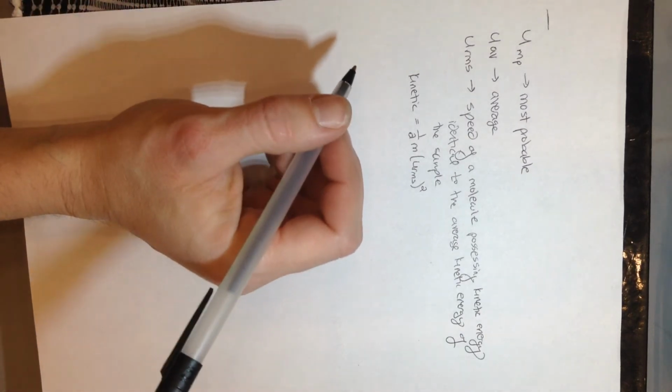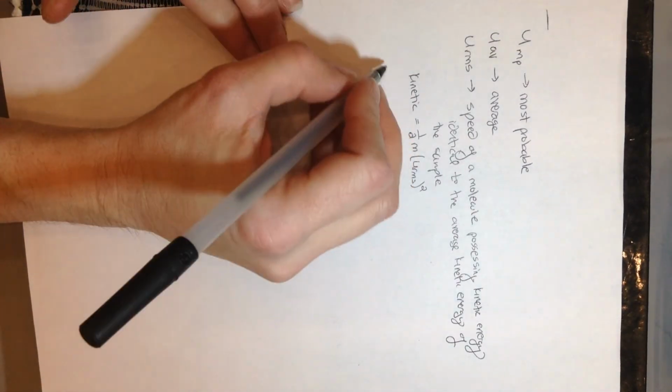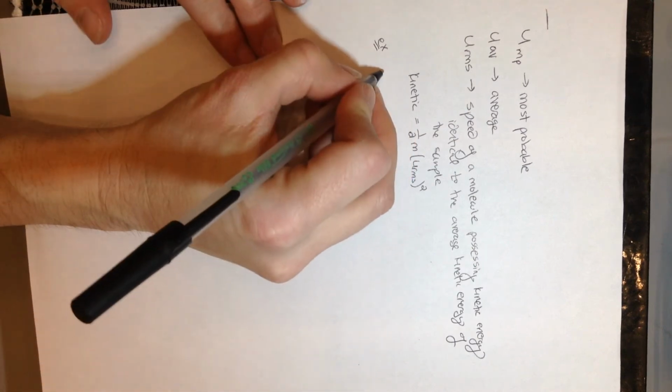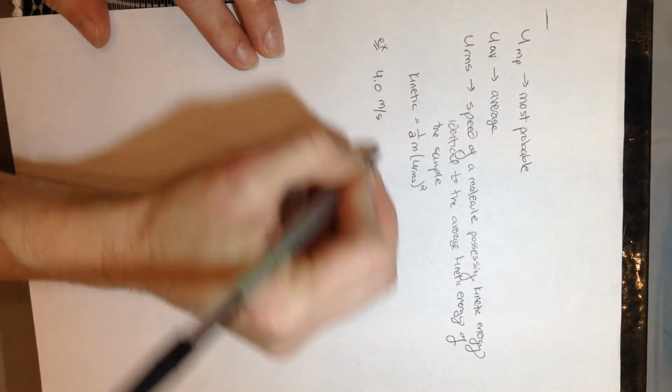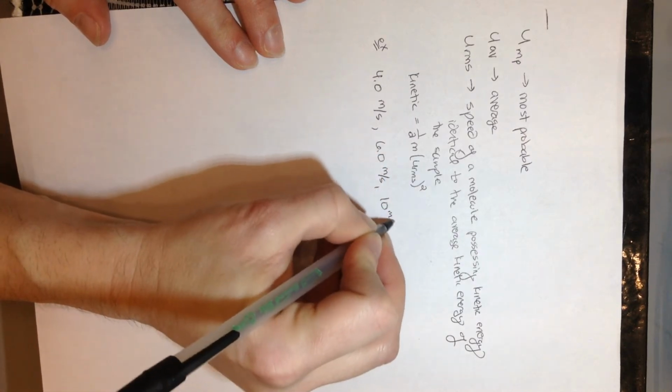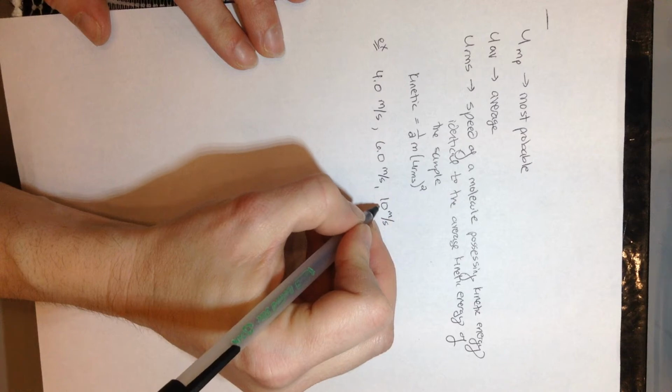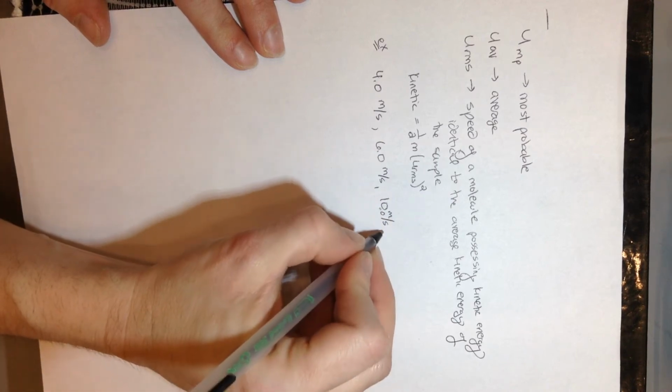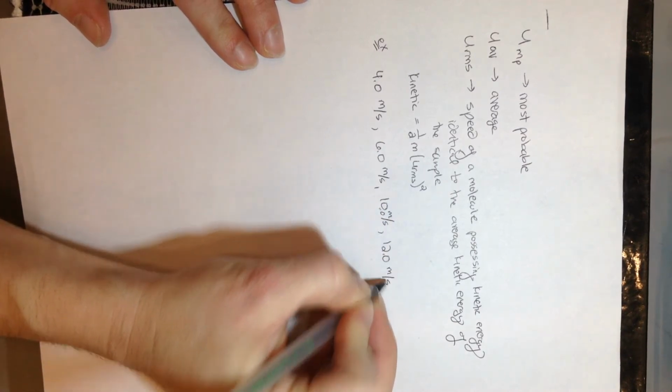All right, so I'm going to give you an example of how you calculate an average. I know everybody knows how to do this. But let's imagine that we have 4 objects, and one's moving at 4 meters per second, one at 6 meters per second, one at 10.0 meters per second, and one at 12 meters per second.